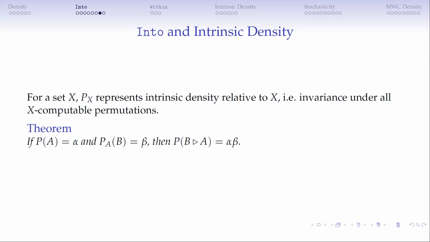So as I said, this is true for intrinsic density as well. If A has intrinsic density alpha and B has intrinsic density beta relative to A, then B into A has intrinsic density alpha times beta. And this is our core theorem that gets us to most of the results that we want to get, at least in regards to intrinsic density.